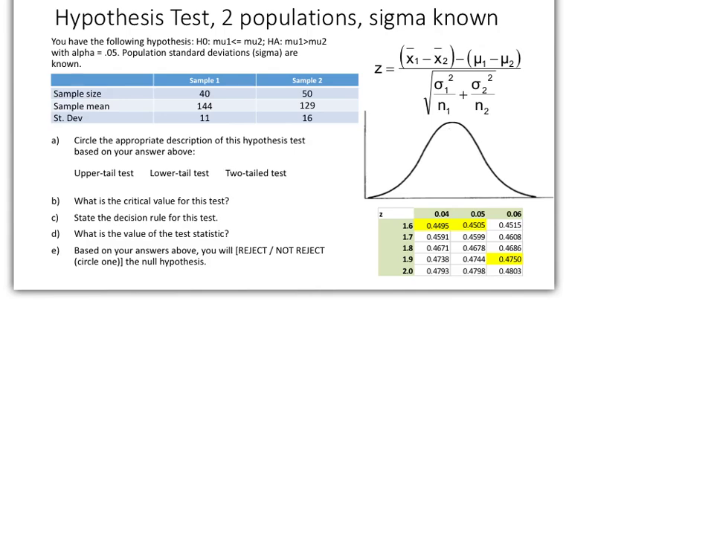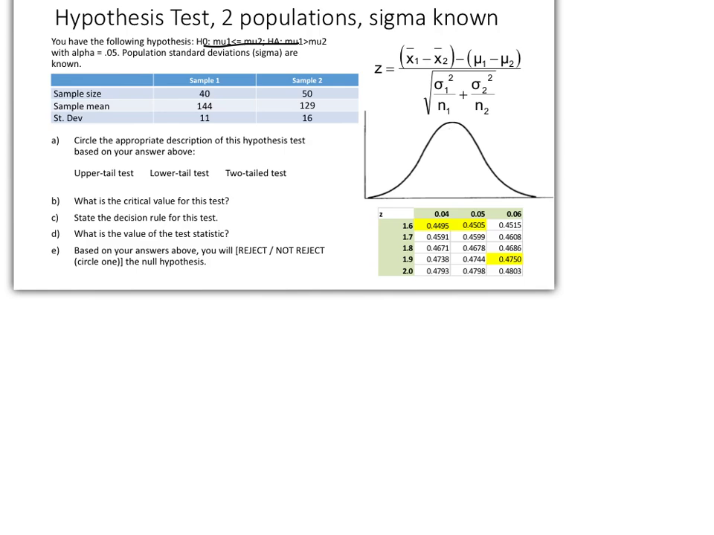Here we have a hypothesis test for two populations. Sigma is known, and we're given the hypothesis statements right up here, and the alpha is 0.05. Okay, so sigma is known as it says. All right, and we're given that as well here. Okay, so part A, circle the appropriate description of this hypothesis test.